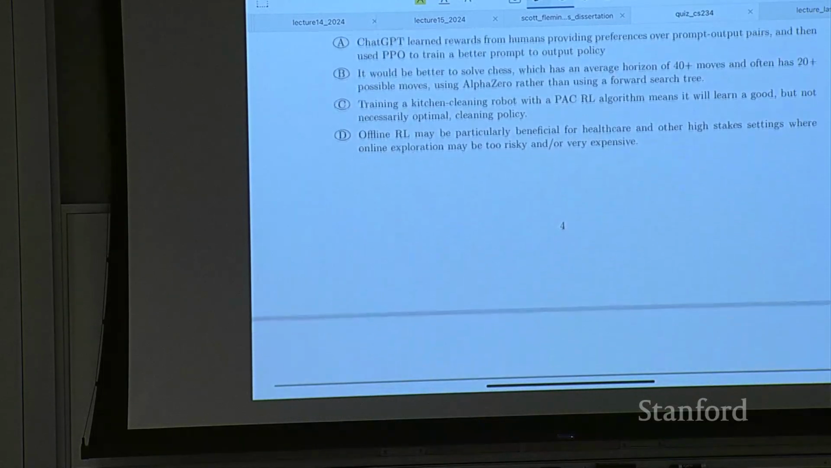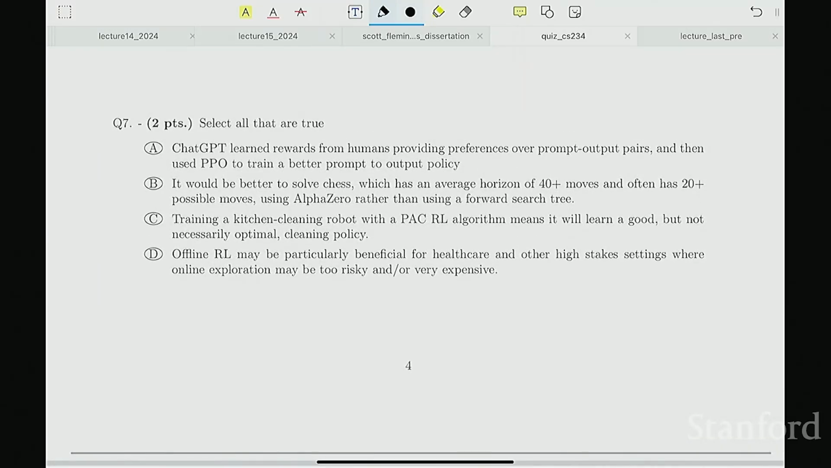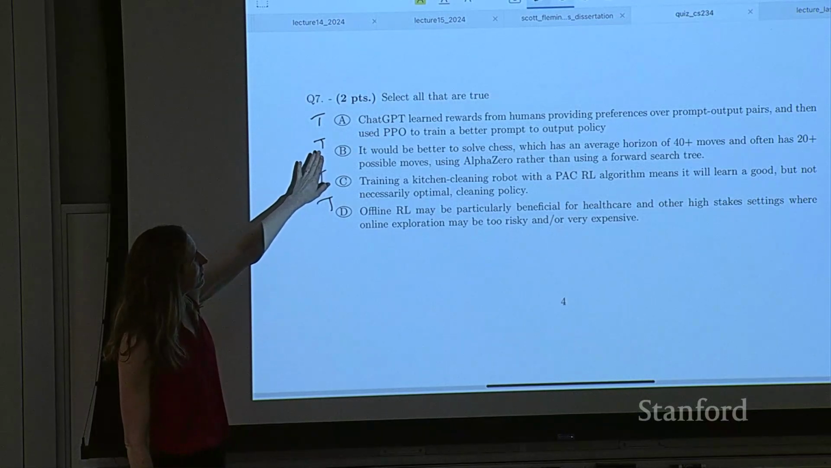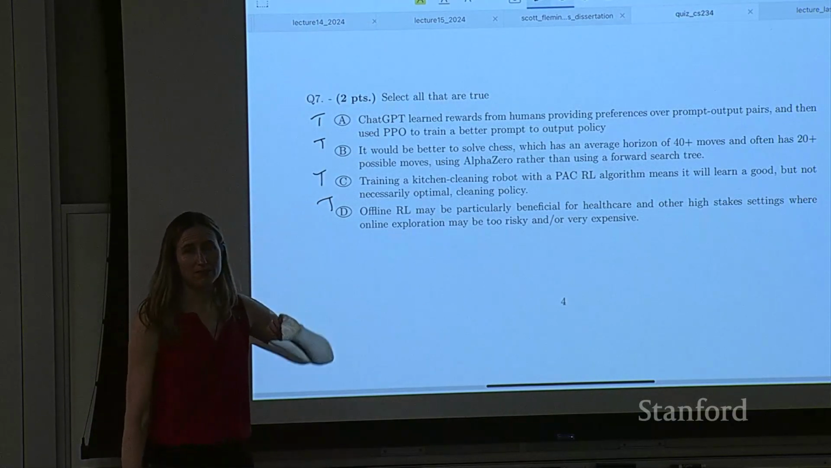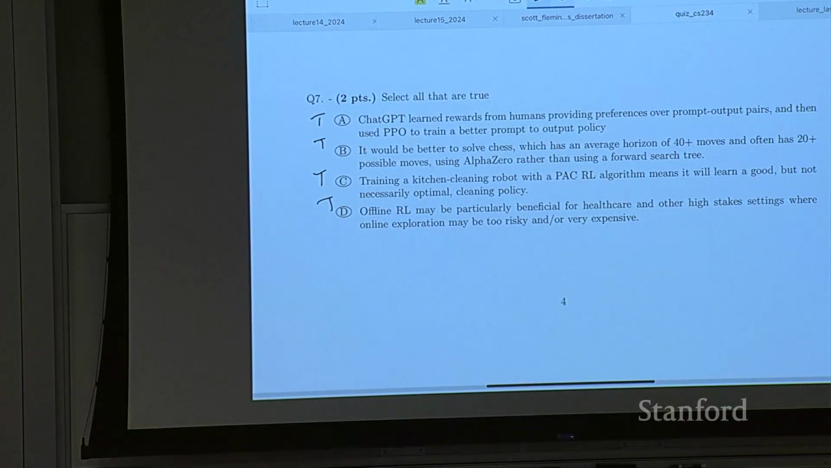Okay. Let's go through these two, because all of these are true. I think this is a useful one to go through as well. All right, ChatGPT did learn rewards from humans stating preferences over prompt output pairs and then used PPO to train a better policy. In fact, they did a ranking, but they did do this.